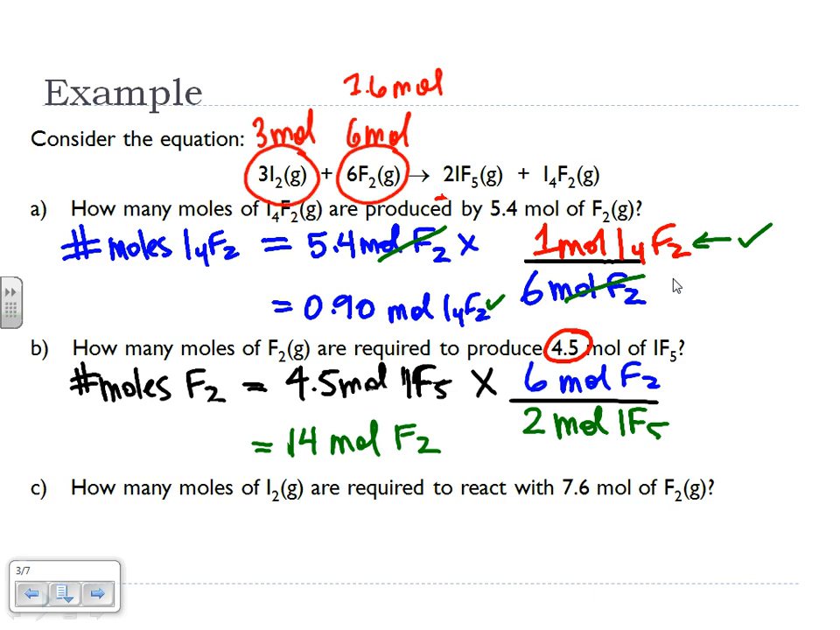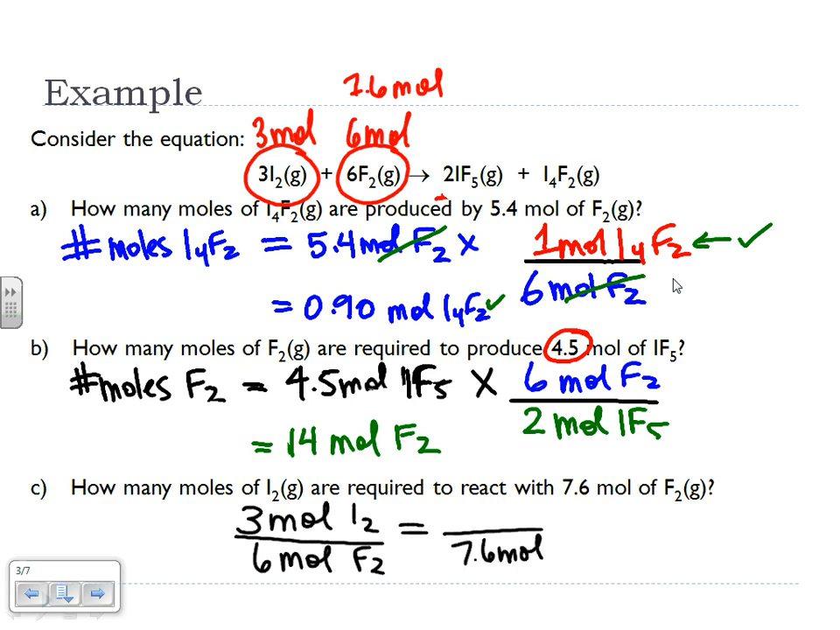Here's how I would do it. I know that if I have 3 moles of I2, it'll react with 6 moles of F2. So that's from my balanced chemical equation. I make that equal to another conversion factor. So I know if I have 7.6 moles of F2, I'm basically asking how many moles of I2 will I have? So I've just set this up like a cross multiplication.